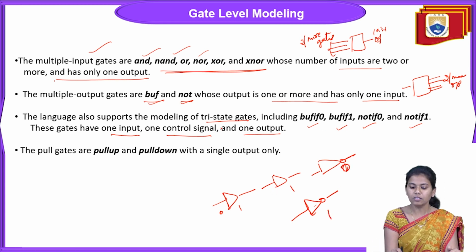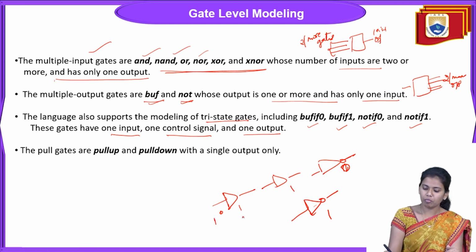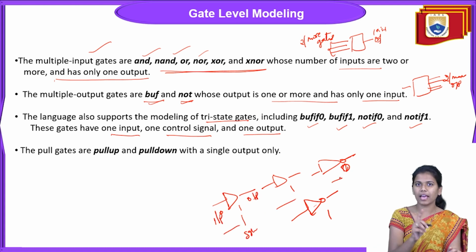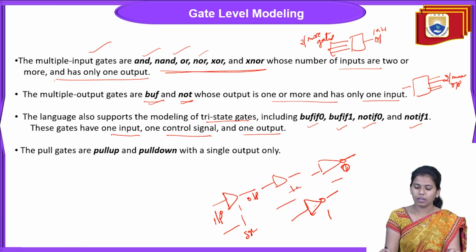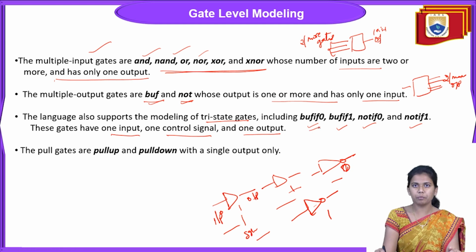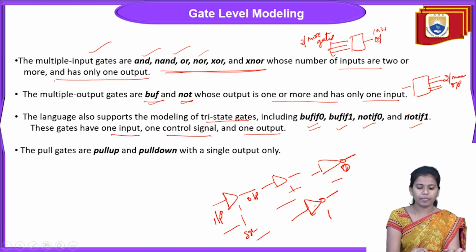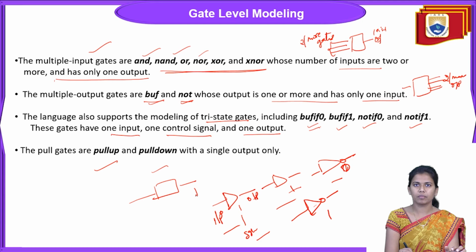These are the special tri-state gates, which have one input, one control signal and one output. These are nothing but the tri-state buffers. They include buffer input, BuffIf0, BuffIf1, NotIf0, NotIf1. And the pull gates are nothing but pull up and pull down, with a single output only.